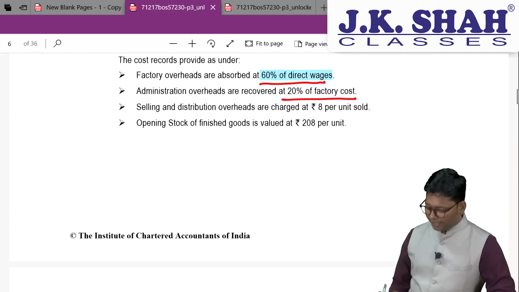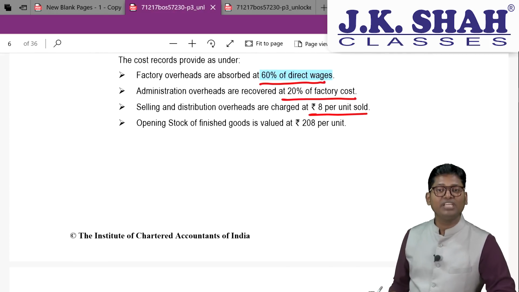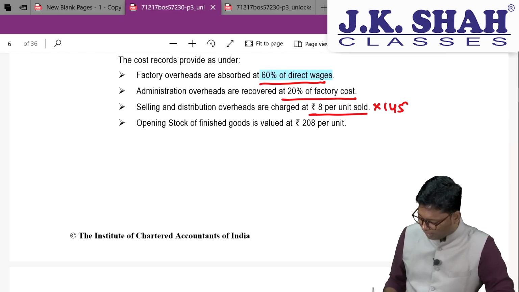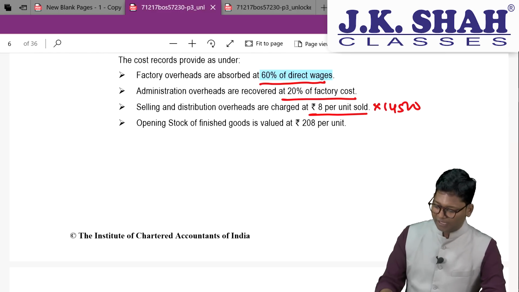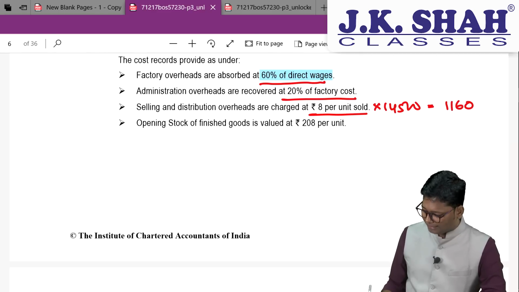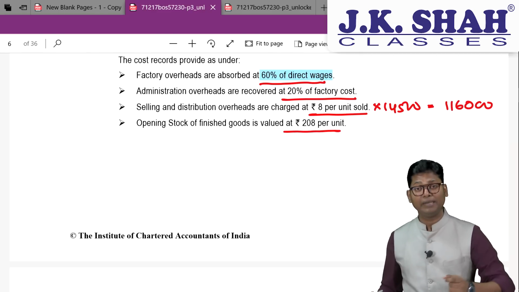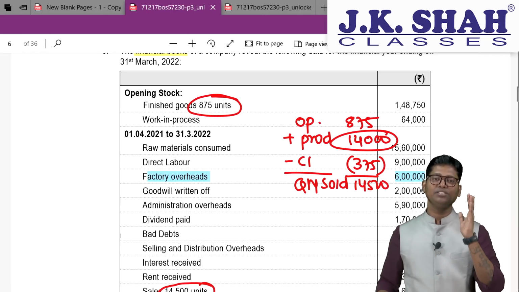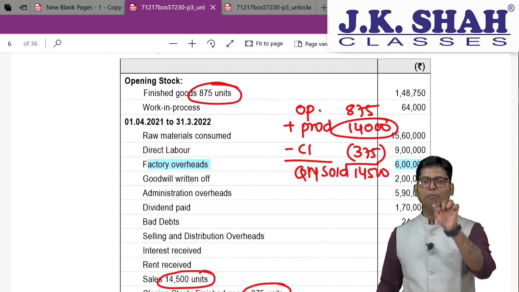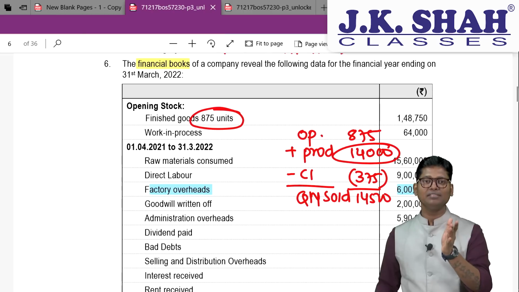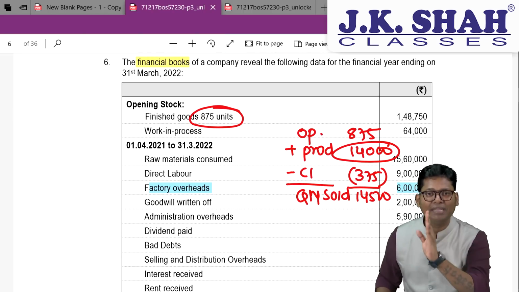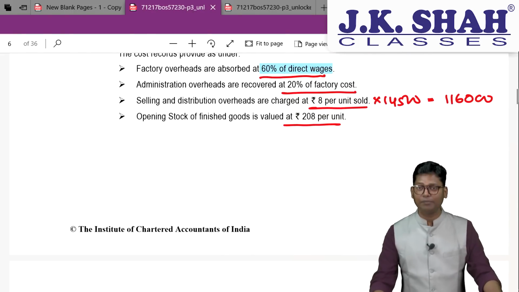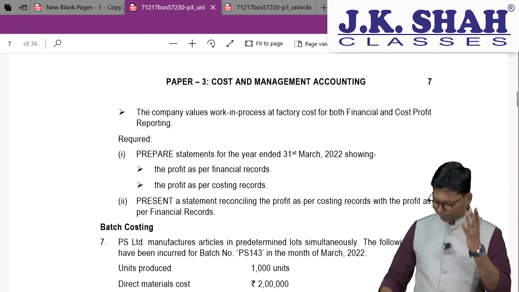Selling and distribution overhead amount is given, but this expense is incurred on a per unit basis, so you should multiply it by the number of units sold, and the number of units sold is 14,500. 14,500 into 8 will give you an amount of 1,16,000. Opening stock valuation basis is given. Now, if you compare this RTP question with the JK Shah Classes material, exactly double amounts are given in this question, and the JK Shah Classes question covers only 50% of the amount. That is the only difference. Remaining each and every calculation is the same. You can refer to that question for your revision.